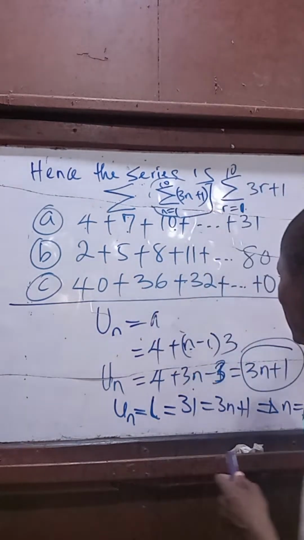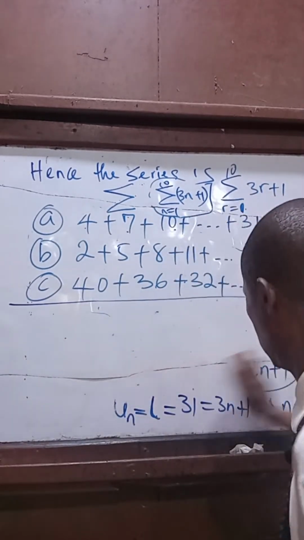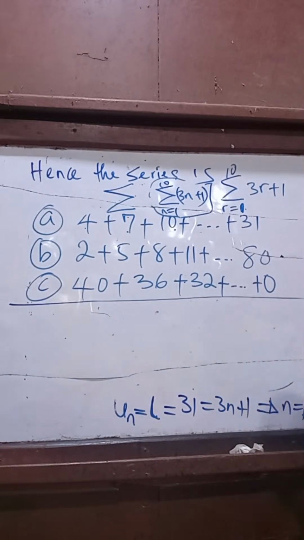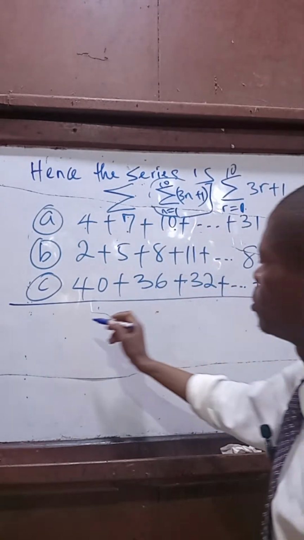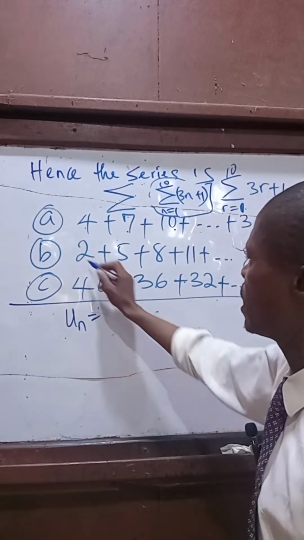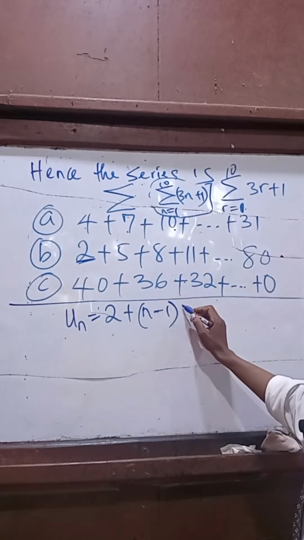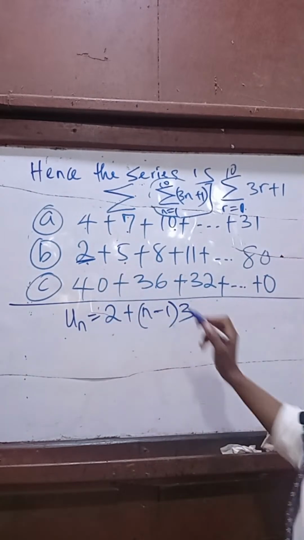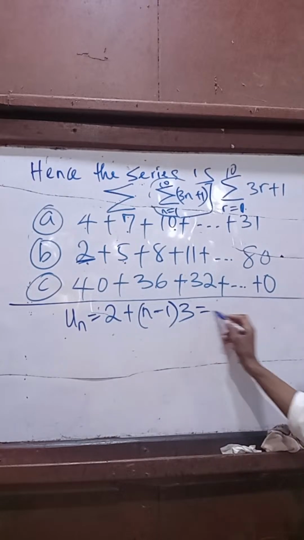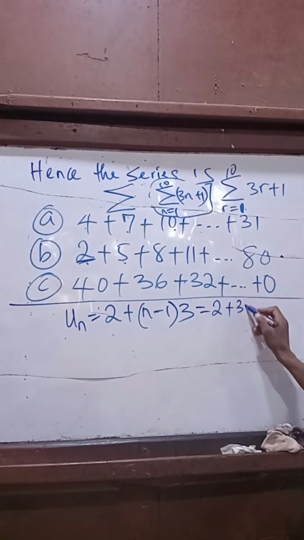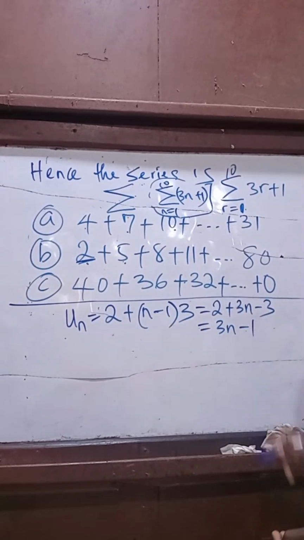The n for number 1 is 10. I mean the number of terms. The n is 10. Let's see the second one. For number 2, our a is 2, n minus 1. Our d is 5 minus 2, that's 3, which is also the same as 8 minus 5. Do the expansion. We have 2 plus 3n minus 3, and that's giving us 3n minus 1.